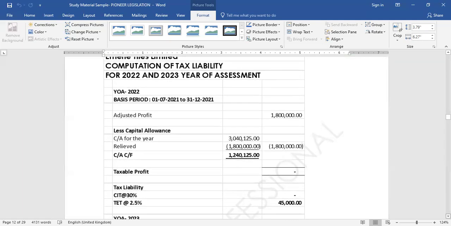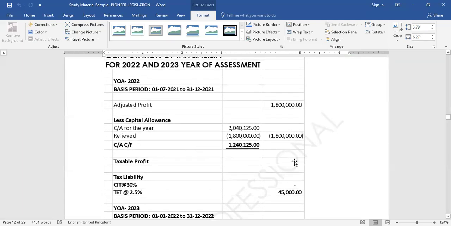So at the end of the day, taxable profit. Let me compute the tax liability. For the tax liability, company income tax is going to be nil. TET, tertiary education tax, is 2.5%. 2.5% of what? Adjusted profit. 2.5% of 1.8 will give us 45,000.